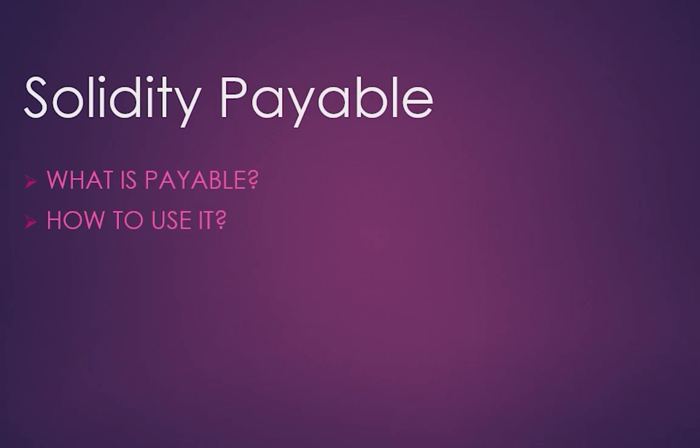So now we will see what is payable in Solidity. When we write smart contracts in the Solidity programming language, we need to ensure that the money is being sent to the contract balance or outside the contract. To make a function that will receive some ethers, we simply have to put the payable modifier for that.